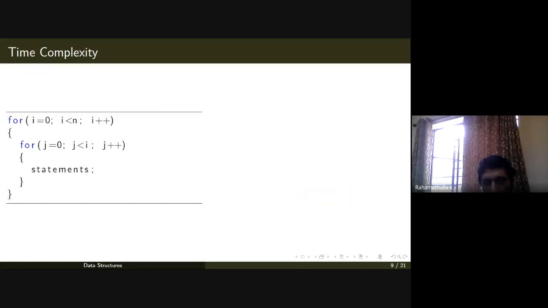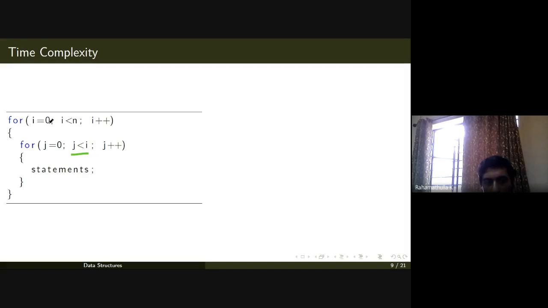What about this? It looks very similar to the previous nested statements. The condition for the second for statement is different. For i equal to 0, i less than n, i plus plus. Inside that, for j equal to 0, j less than i, j plus plus.